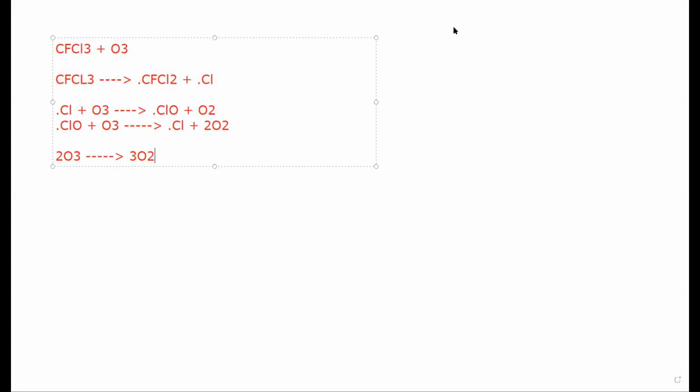Because if the CFCl3 can just be regenerated, then even the tiniest amount can have a devastating impact because it's never going to leave. It never depletes itself. It just continues depleting the ozone layer, which is why the use of CFCs were banned in aerosols and fridges in the early 2000s because everyone realized that they were really, really bad for the environment.